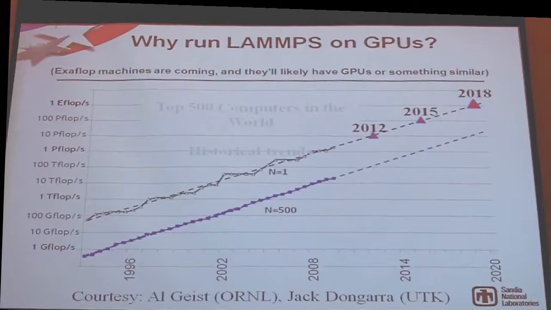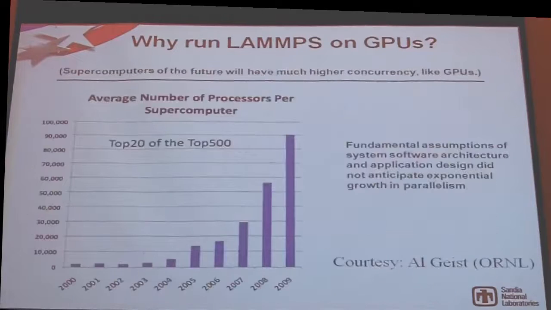So if we look at a plot of historical top 500 computers and project into the future where that's going to be, we estimate roughly 2018 we should see an exaflop computer, and I think that probably few of you would argue with that. And so we want to be prepared for that exaflop computer, because they'll likely have GPUs or something similar on them, and we need to be ready for that.